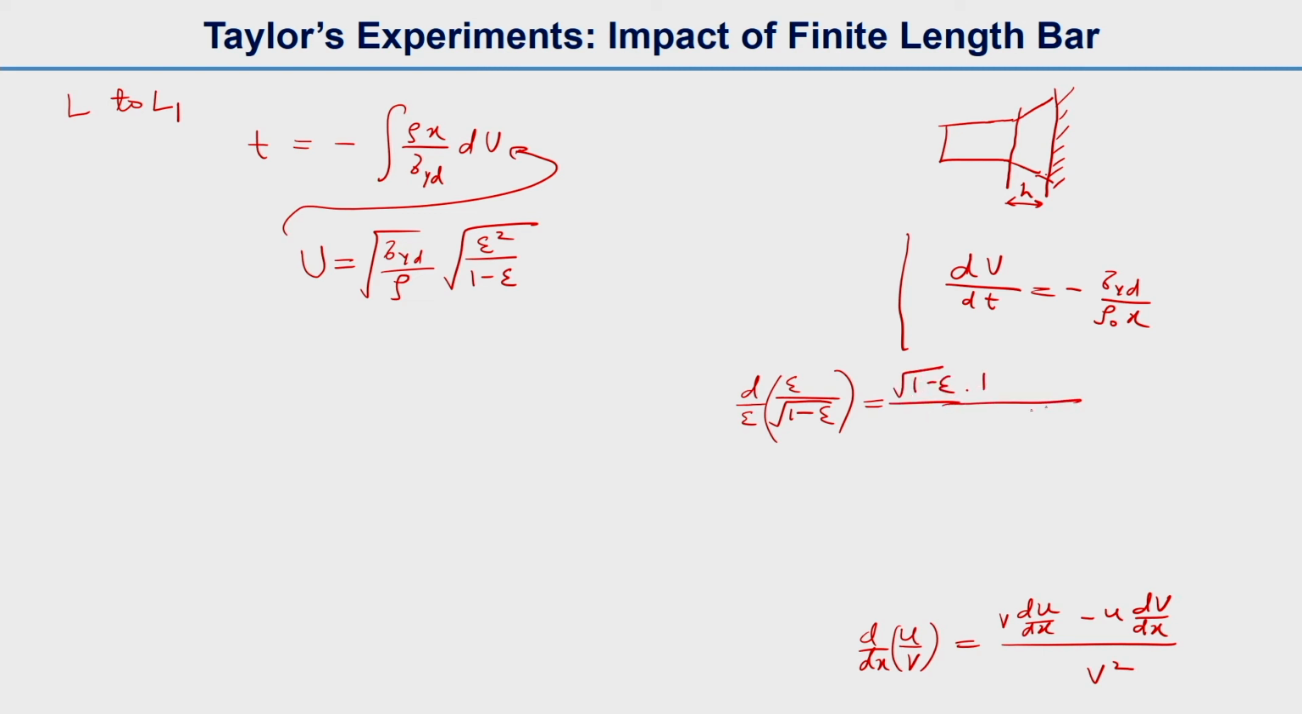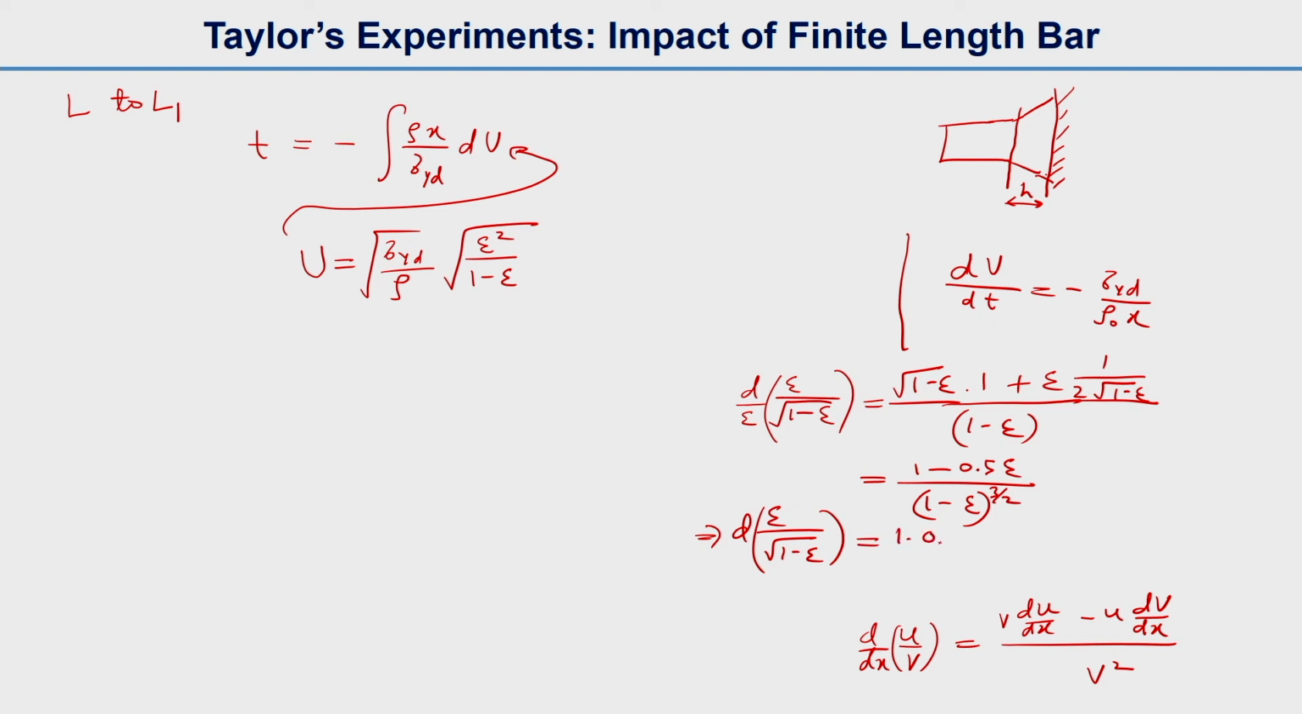So, that way this expression will be like 1 minus epsilon into 1 plus 1 minus epsilon, which is square of the square root, and then e 1 by twice 1 minus epsilon. So this will give us something like 1 minus 0.5 epsilon divided by 1 minus epsilon to the power 3 by 2, and so basically d e 1 minus epsilon square root will be equal to 1 minus 0.5 epsilon divided by 1 minus epsilon to the power 3 by 2 d epsilon.